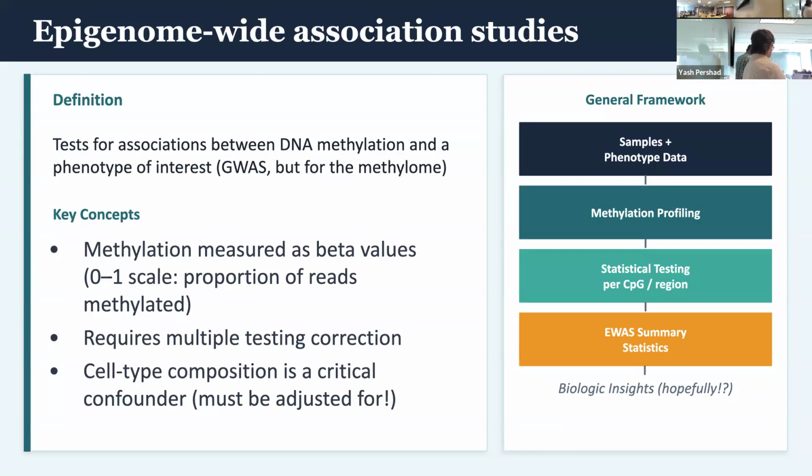So the pipeline, which I'm showing on the right, is: you have samples with their phenotype data, their metadata. You perform methylation profiling, and then you do a statistical test to get, per CpG region, what's the association with the phenotype? And then you'll get some summary statistics, which hopefully will lead you to some insights.